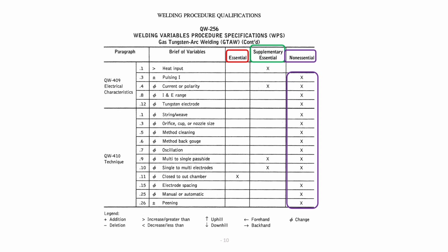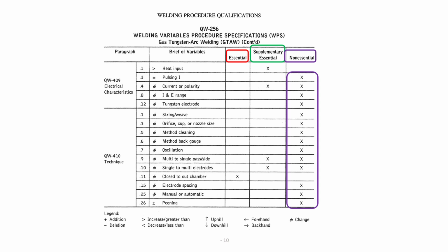Method of cleaning is another biggie. You don't have to address that on the PQR because there's no check mark there under essential, right? But it's purple, so it has to be on the WPS. It's over in that purple row. So for method of cleaning, you'd put grinding, wire brushes, use only stainless steel, use acetone, use specific cleaning methods. Don't use carbon steel brushes to contaminate the stainless steel. Whatever you want to put in there, you just have to address it.